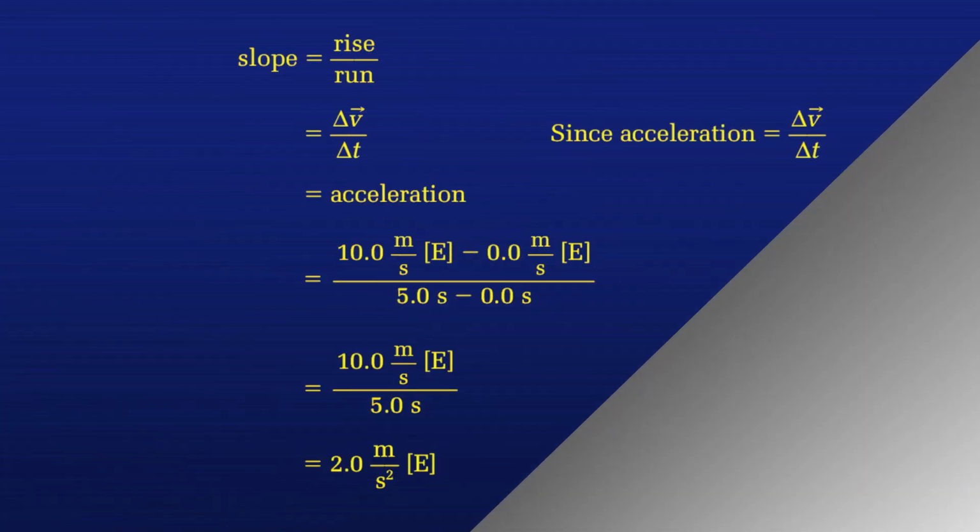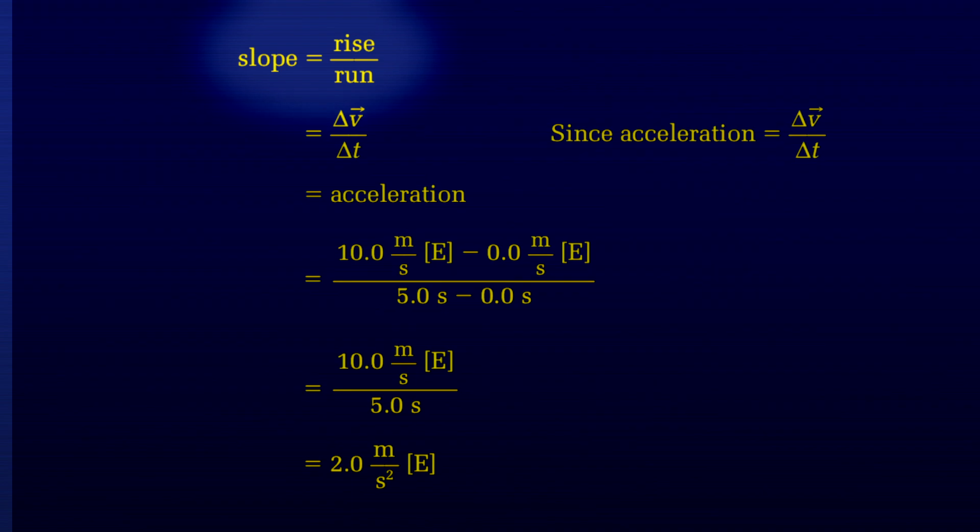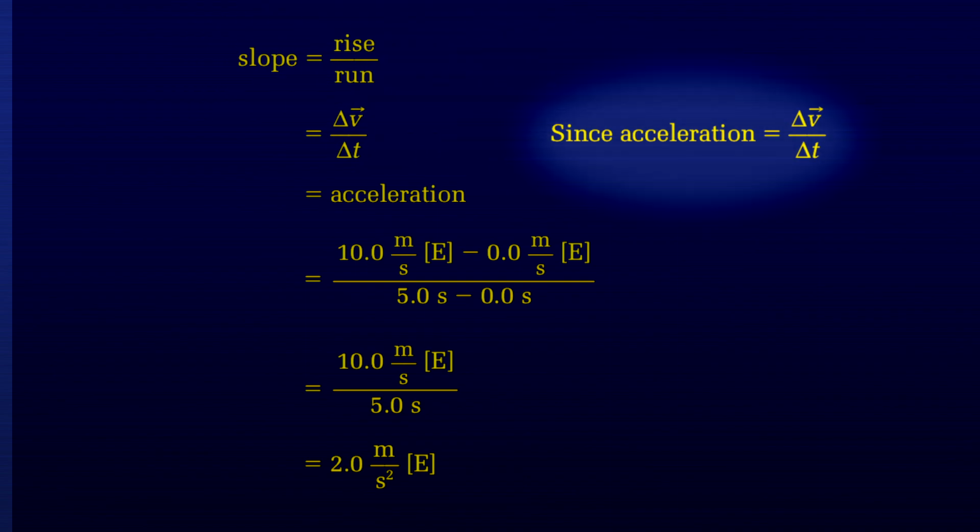The slope of the line of best fit can be calculated as follows. Slope equals rise over run, which actually equals acceleration. And remember, the formula for acceleration is change in velocity over time interval. Plugging in the data from the table, we get this.